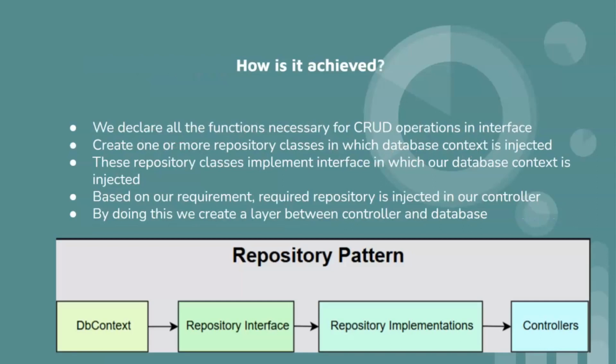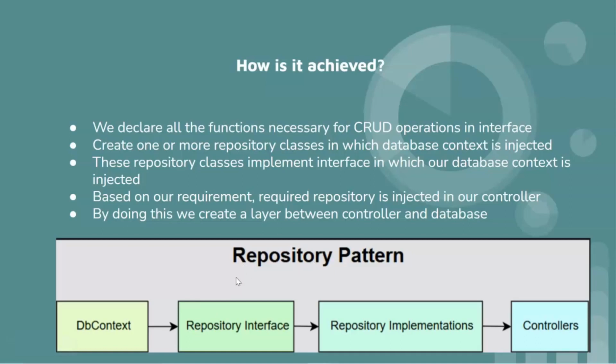How is it achieved? Now, we can declare all the functions that are necessary for CRUD operations in interface. Then we create a repository class. So this repository class will implement our interface, and we will declare all the functions in this class. This class is basically used to connect to the database. And based on our requirement, we use the required repository and inject it to our controller.